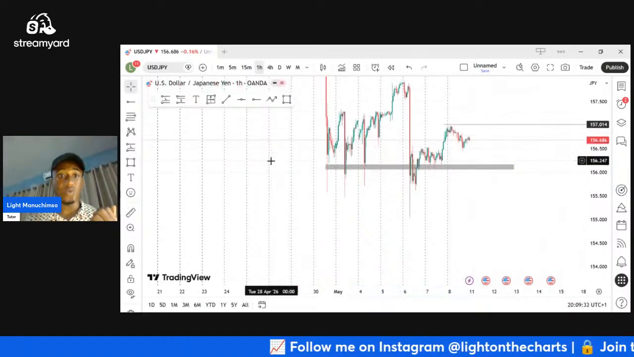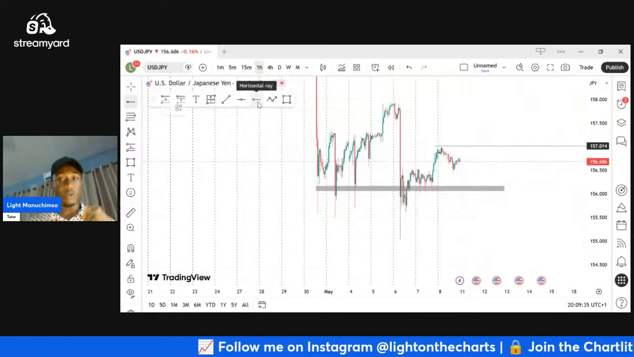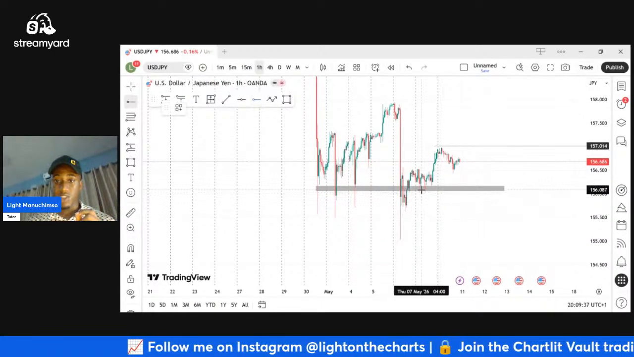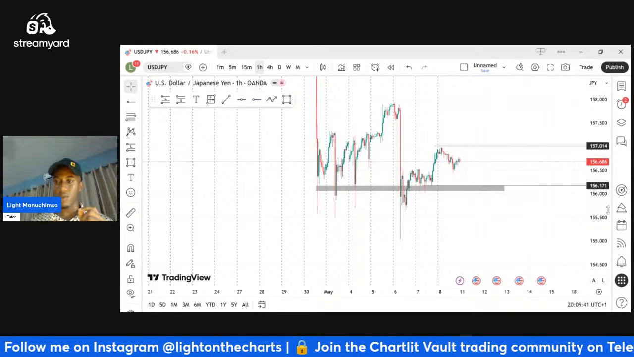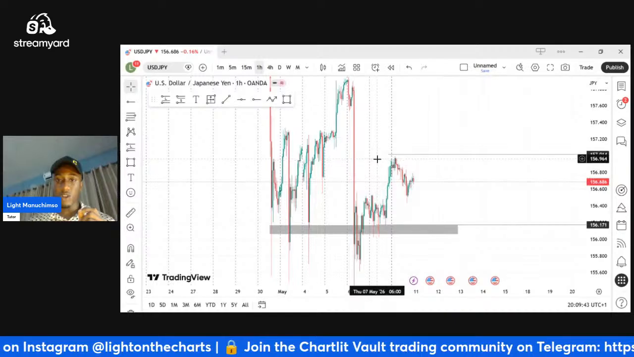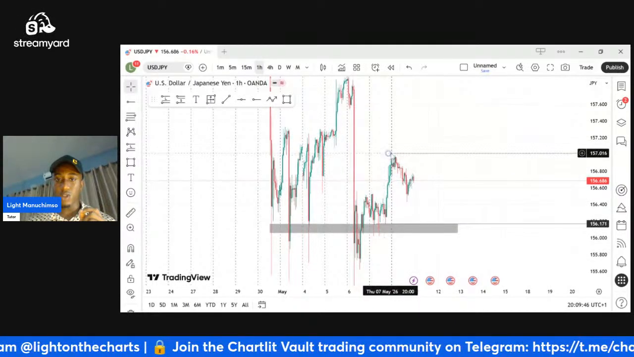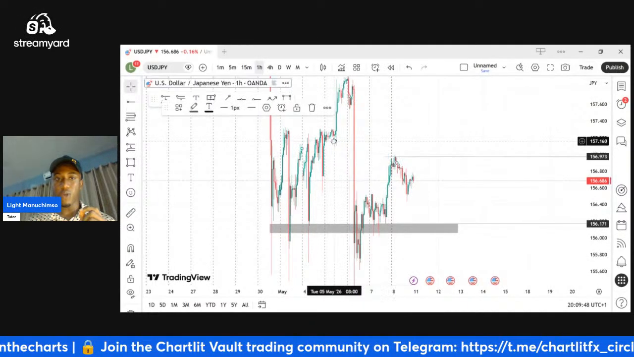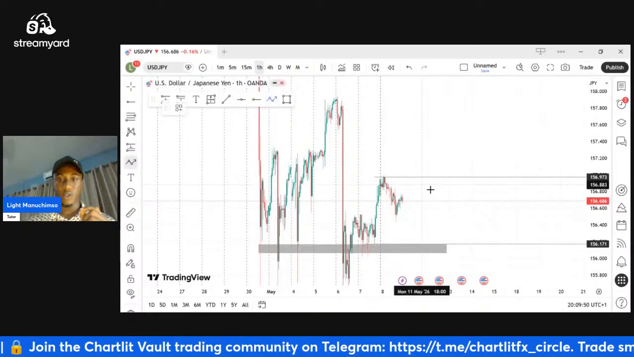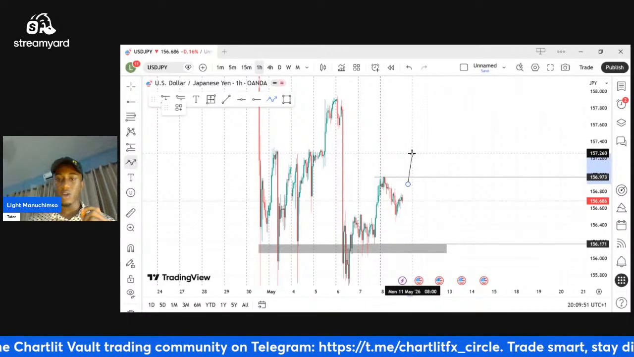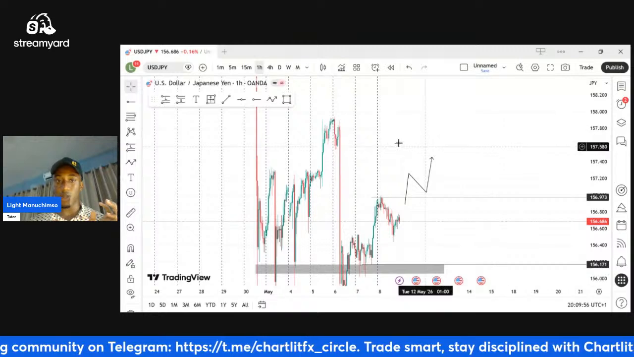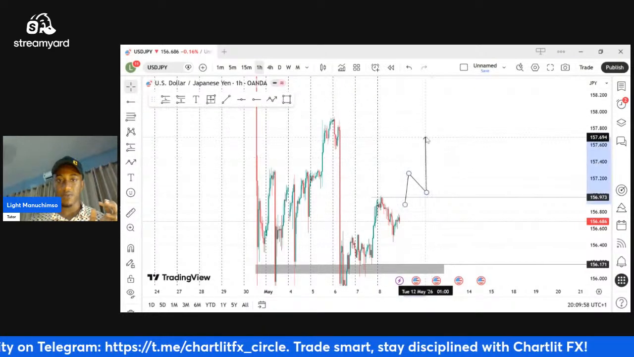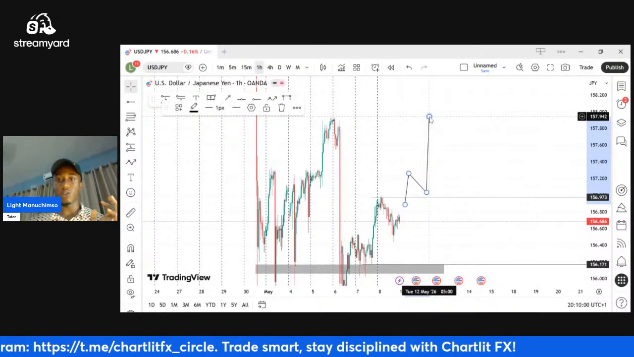I'm expecting one of two things to play out. Currently on this one, it's tricky. This is the previous day's low. Eventually, if the market opens and price breaks above this, breaks above the high, then I'm going to be longing. I'm going to be longing, I think, around this point.